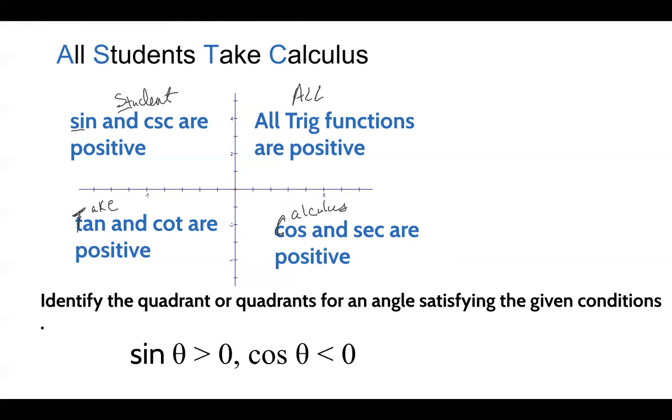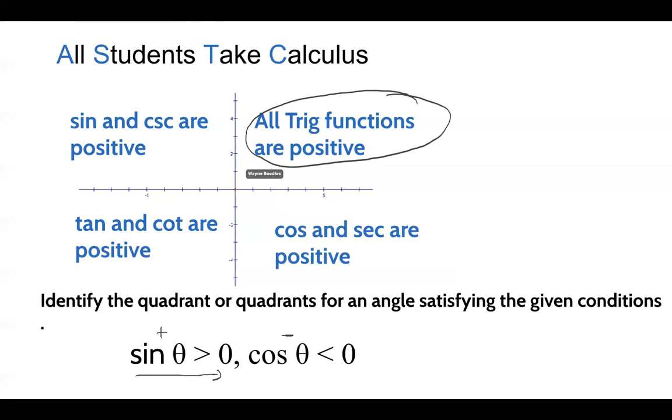So one of the things that they like to do to us is they like to identify the quadrant or quadrants that satisfy these kinds of conditions. So let's just say we have sine is greater than 0. I want to help you read this. This just means sine is positive because it's greater than 0. Anything greater than 0 is positive. So when sine is positive and cosine is negative, which quadrant are we talking about? So where is sine positive? Let's go ahead and circle that. And it is here too, at both of those places, sine is positive.